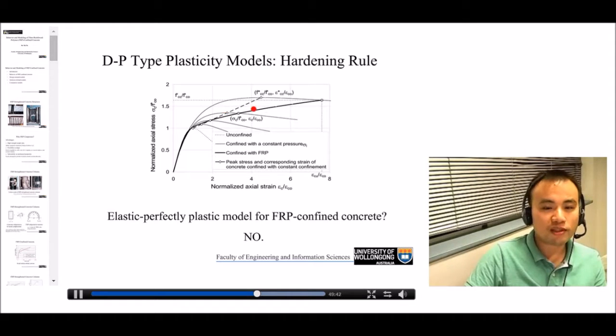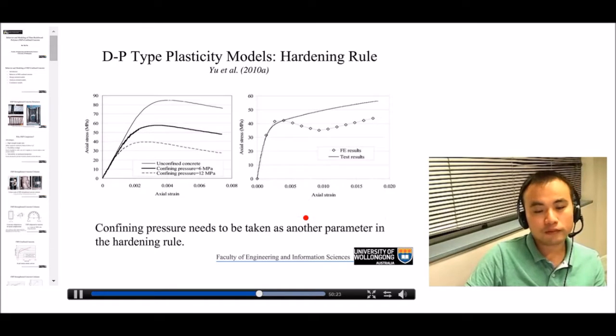Which means if you simply take the perfect plastic assumption, even if you get all the other components of your model right, you still overestimate the performance of FRP confined concrete. So the answer to this assumption is no. You cannot use that to predict the performance of FRP confined concrete. Only when your FRP confined concrete has a very stiff FRP jacket, which makes the slope of the second stage very close to this dotted curve, then your model may provide a reasonable prediction, but not an accurate prediction. That's the first thing.